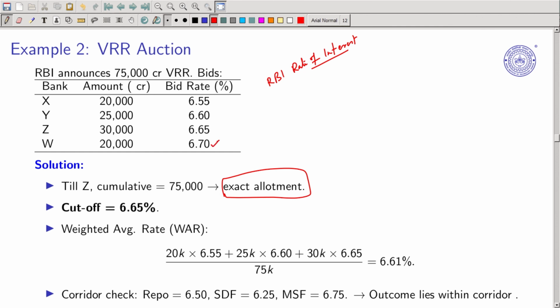So, this bank will also be included, and overall what comes out is that the weighted average rate here is 6.61, right. Above this will be counted first. For example, these two will be cleared easily, and then this. The lowest bid is 6.55%, it will get nothing. Here you can see that in case of VRR it is just the opposite, because the bank will be getting the excess money out of it, and here it is in terms of rupees crore. So, this we have to keep in mind.